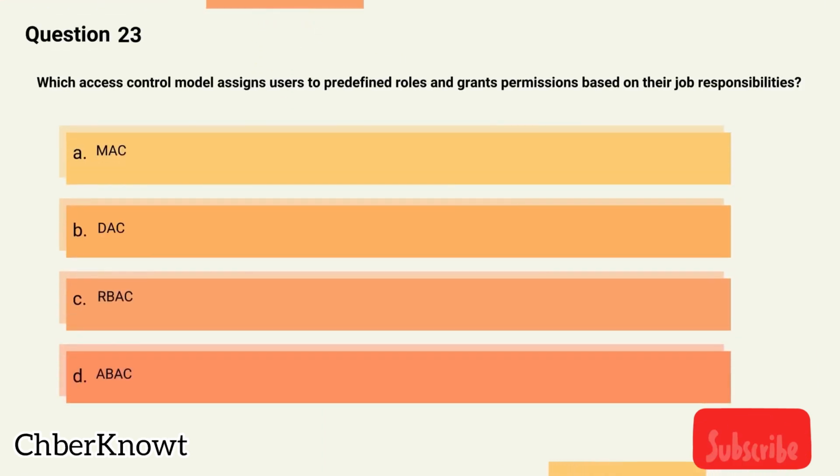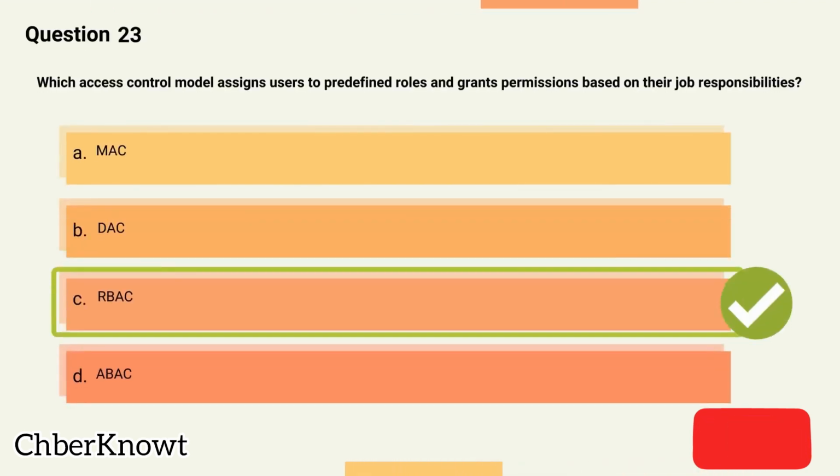Question 23. Which access control model assigns users to predefined roles and grants permissions based on their job responsibilities? Option A. MAC. Option B. DAC. Option C. RBAC. Option D. ABAC. The correct answer is Option C.